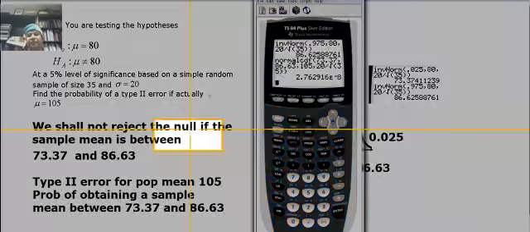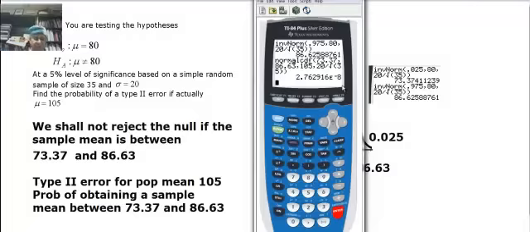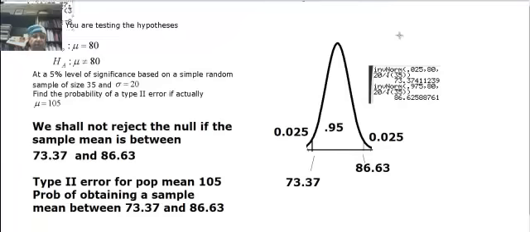It's again a very small probability. So here, we are just using the calculator for everything, right? Are we good?